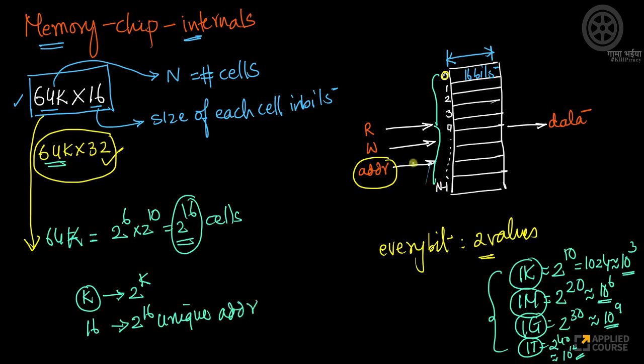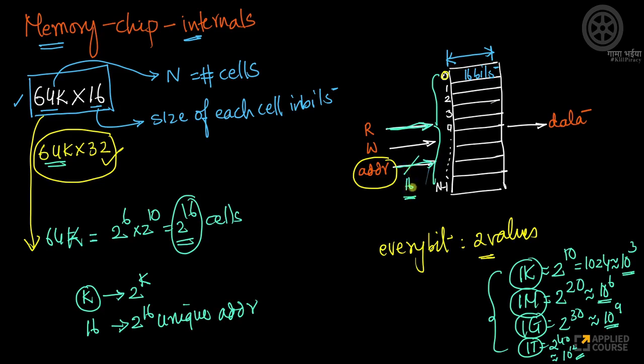So this address itself is 16 bits. So we write it like this. If it is 1 bit, we write it using just one line. If it is 16 bits, I write it using this. So we cross it and we put 16 here. This means this is not one line, but actually 16 lines. So to your memory chip, there have to be 16 input lines.